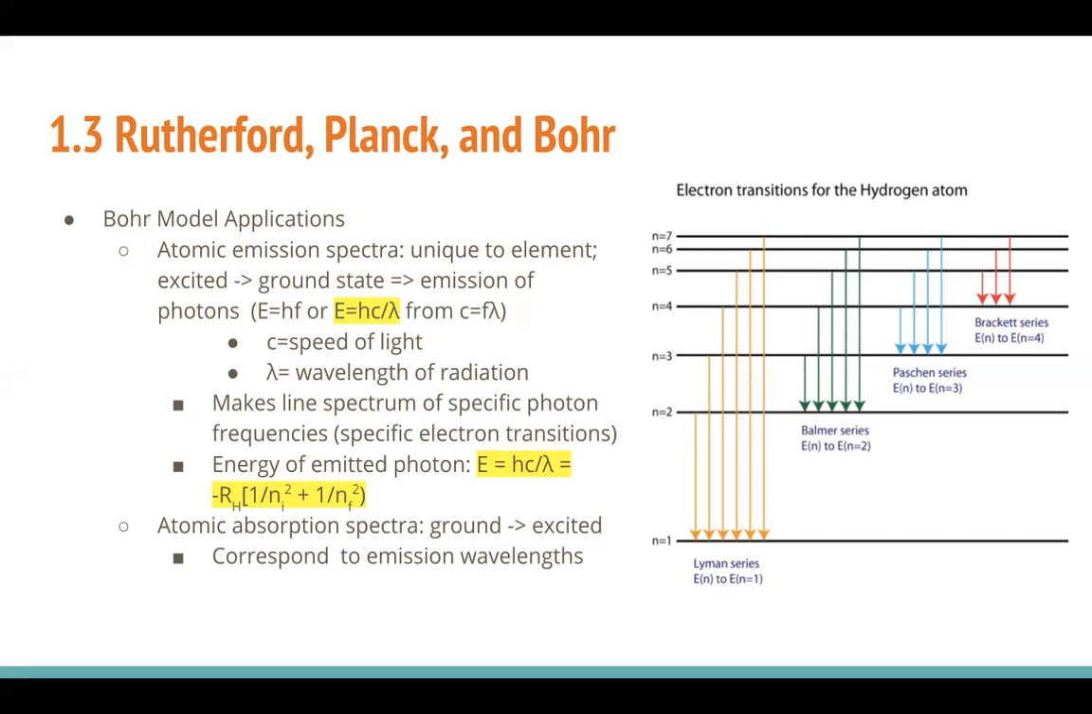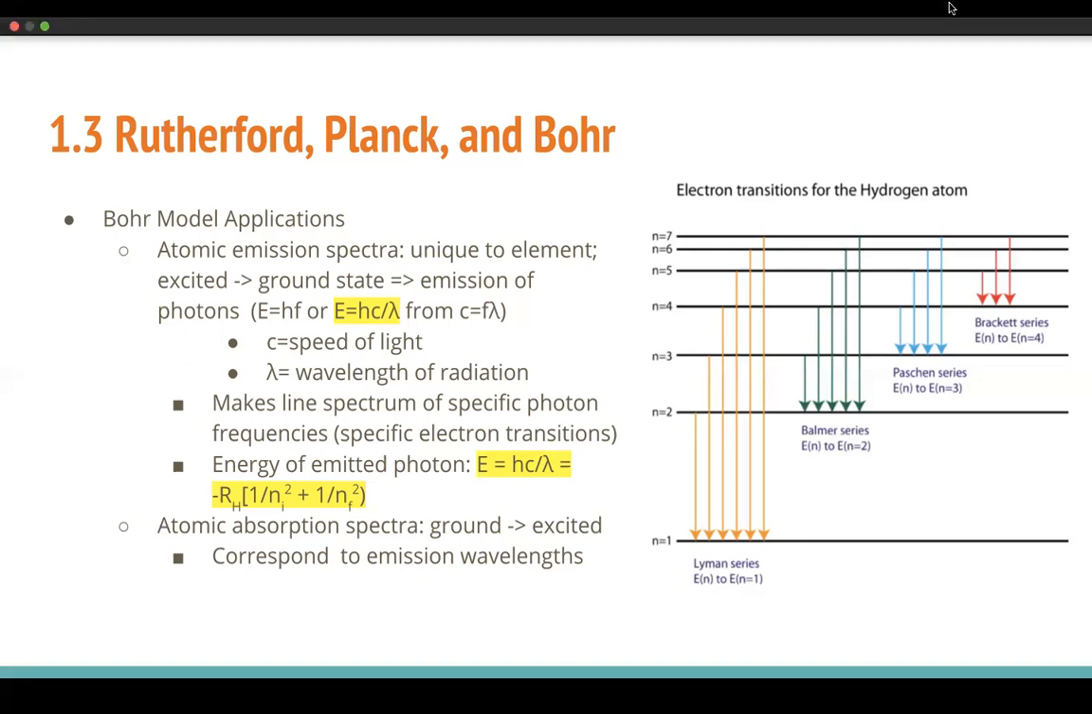The atomic emission spectra is basically when an electron is excited to a higher energy level, it always wants to return to a lower energy level. When it does that, it emits a photon. It emits energy because it's going from a higher to a lower energy level, so it loses the rest of that energy, and it's emitted as a photon, which is light.